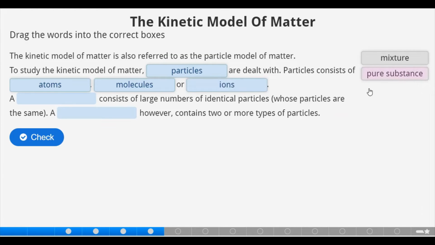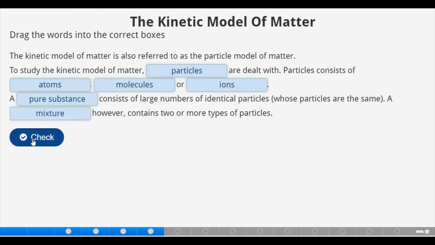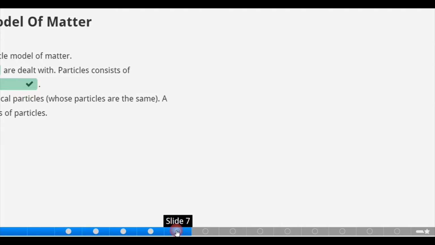A pure substance consists of large numbers of identical particles, whose particles are the same. A mixture, however, contains two or more types of particles. Let's check. That's correct.